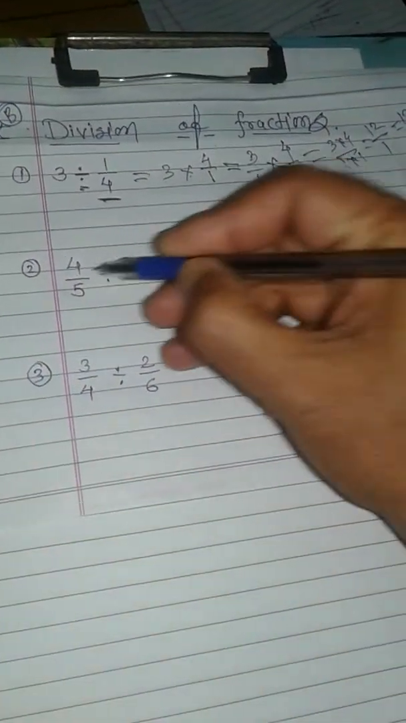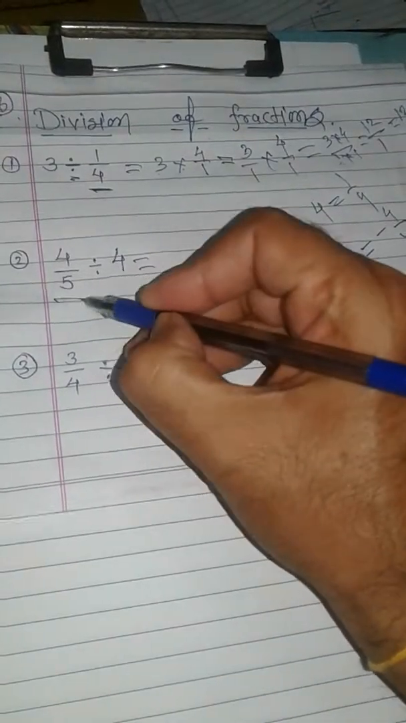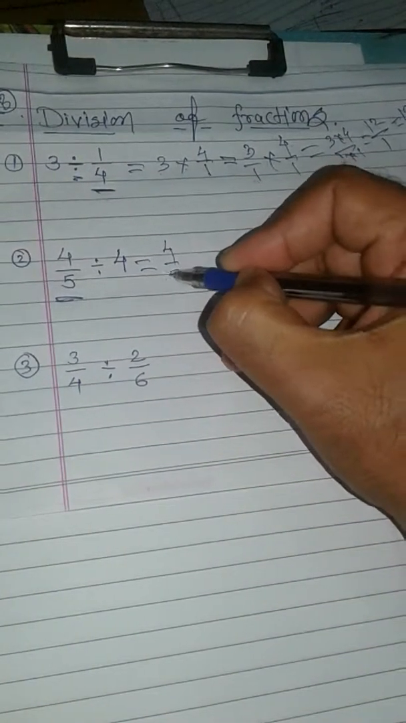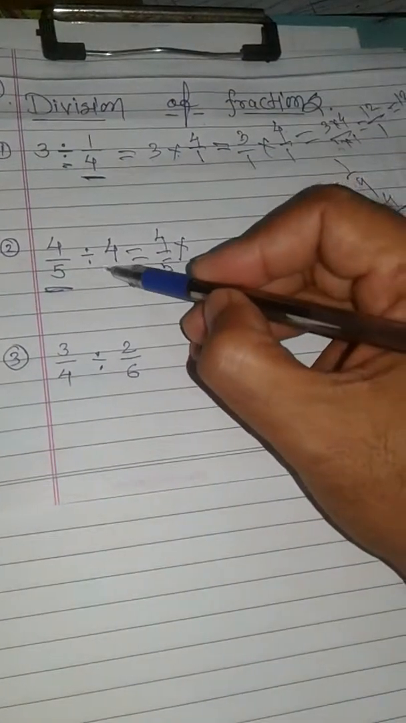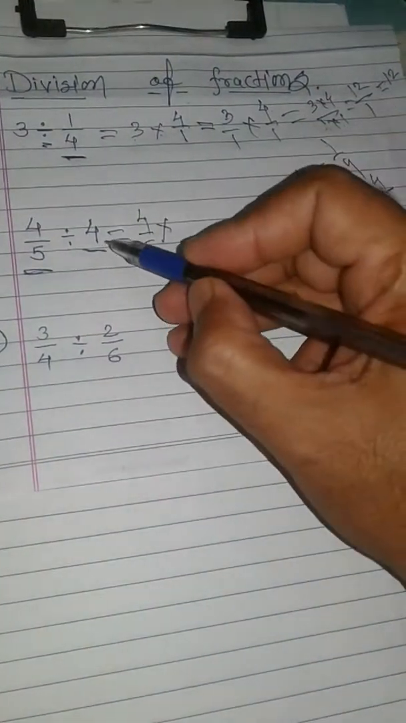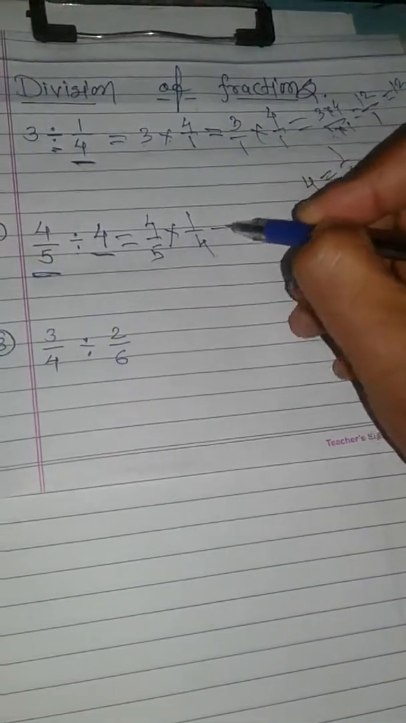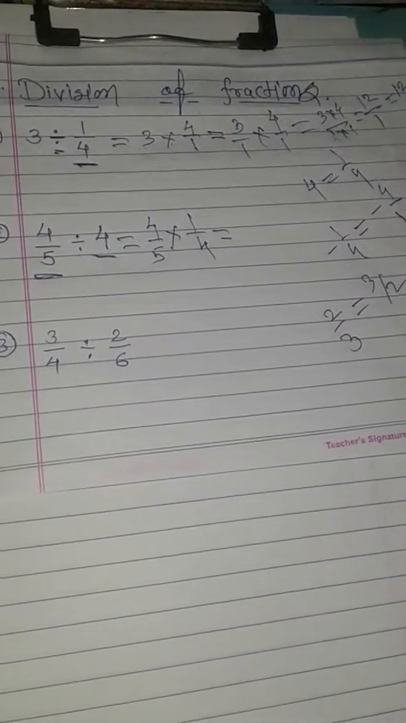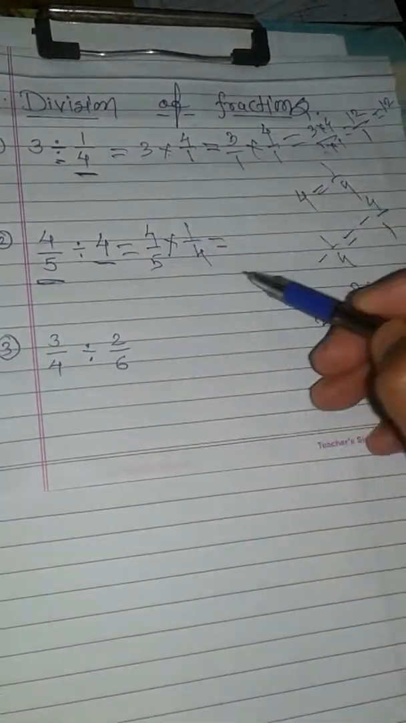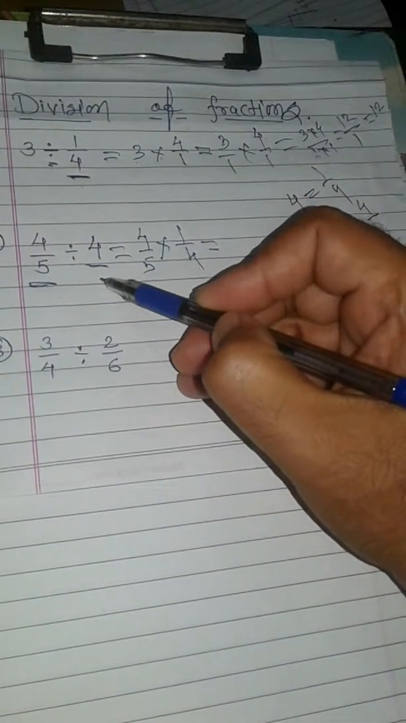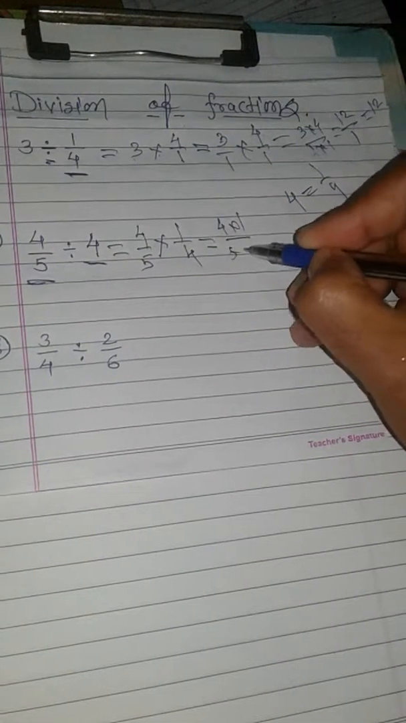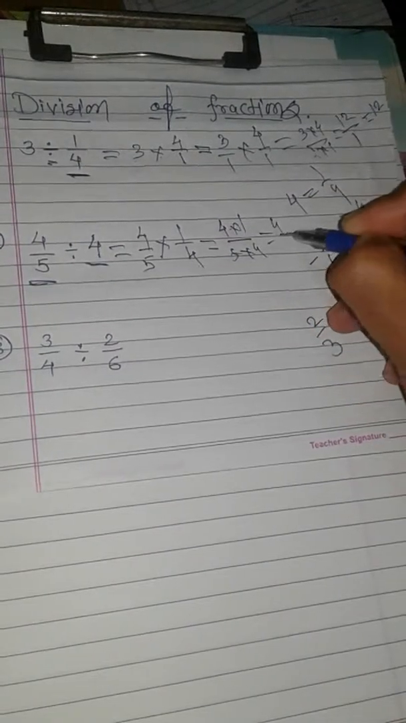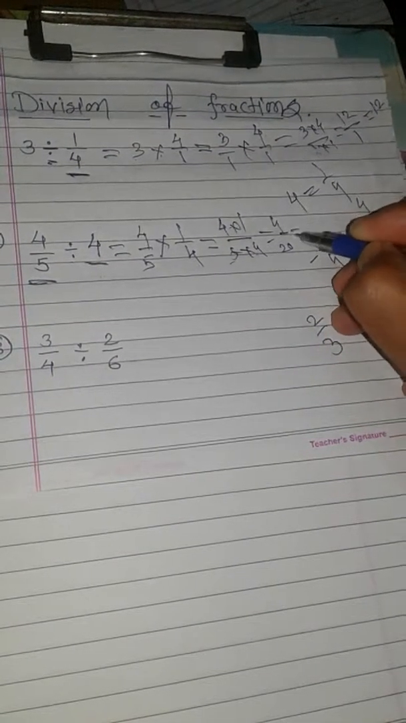Now here 4 by 5 divided by 4. Now 4 by 5 should be as it is, understand? But division is nothing but the multiplication of the multiplicative inverse of the divisor. Here the divisor is 4. So what is the multiplicative inverse of 4? 1 by 4, because we have already said numerator becomes denominator. Here the numerator is 4, it becomes the denominator, and the 1 goes upward, understand? Now write 4 multiplied by 1 divided by 5 multiplied by 4. 4 ones are 4 and 4 fives are 20. In such a way you have to write.